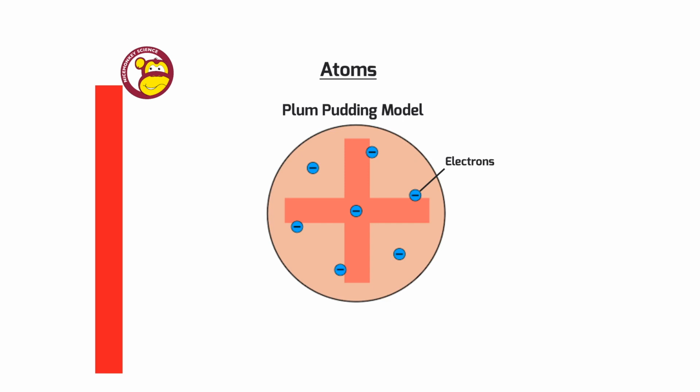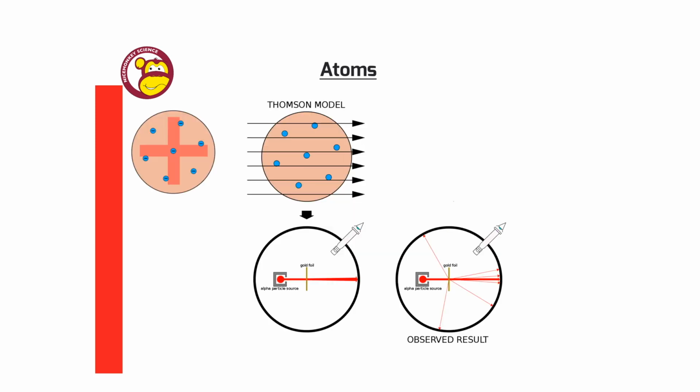Atoms were originally thought of as plum puddings. A plum pudding is a bit like a Christmas pudding. It was thought that the bulk of the atom was positively charged, and throughout the atom there were negative charges scattered, a bit like the fruit scattered throughout the Christmas pudding, or in this case plums scattered throughout the plum pudding. This plum pudding model was made by Thomson.